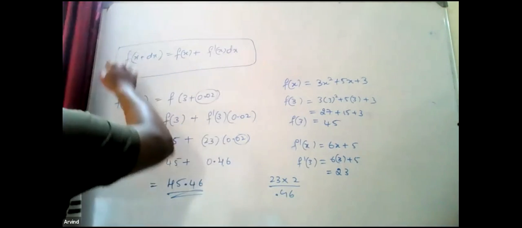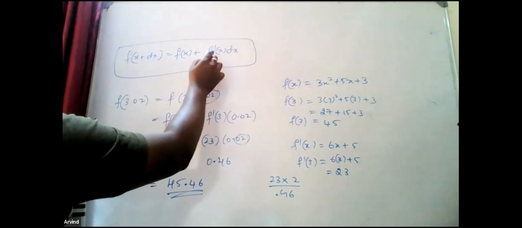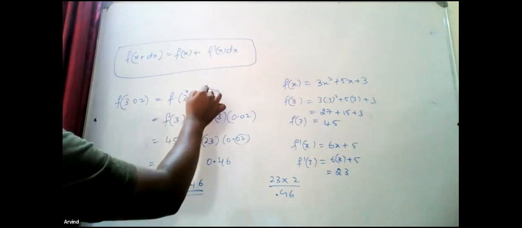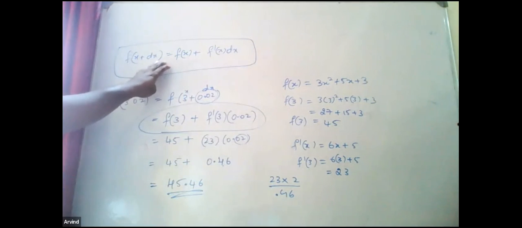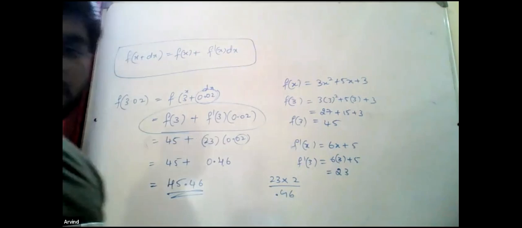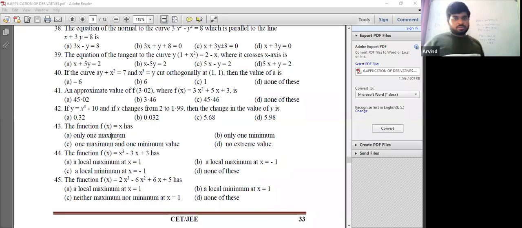You can just take this as formula, f of x plus dx is equal to f of x plus f dash of x dx. So you observe, this is your x and this is your dx. That's why we got this. Okay, just remember this for any approximation. So derivative is also used in approximation. So next one, could you find it?